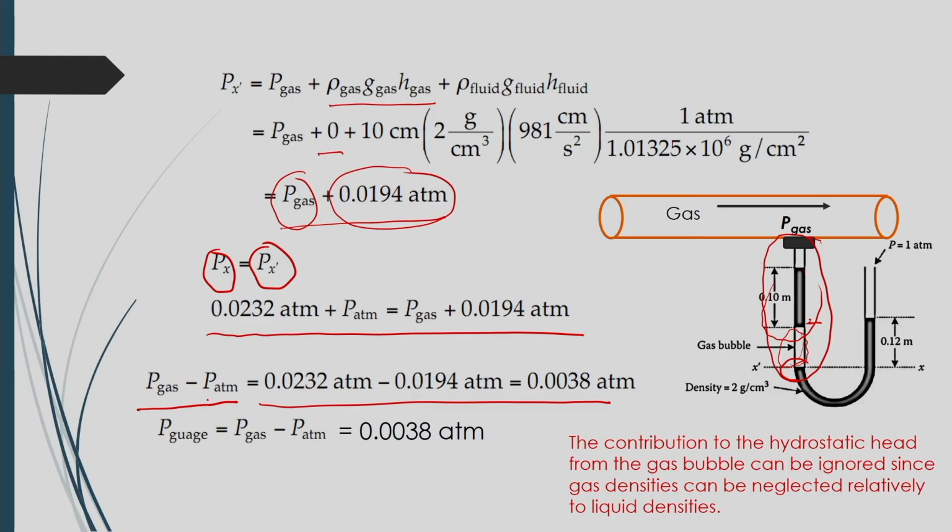So, finally, this will be regarded as the gas pressure. If you subtract the atmospheric pressure from the absolute pressure, then you can calculate the gas pressure, P gas minus P atmosphere. So, it will be 0.0038 atmosphere. Now, the contribution to the hydrostatic head from the gas bubble can be ignored, since gas densities can be neglected relative to the liquid densities. So, you have to remember that.